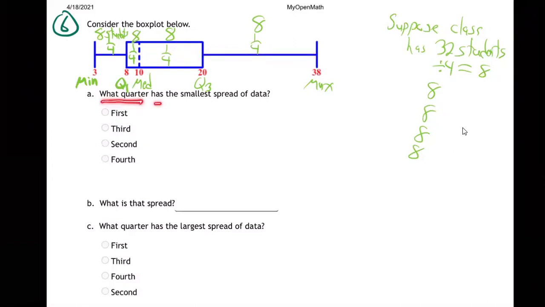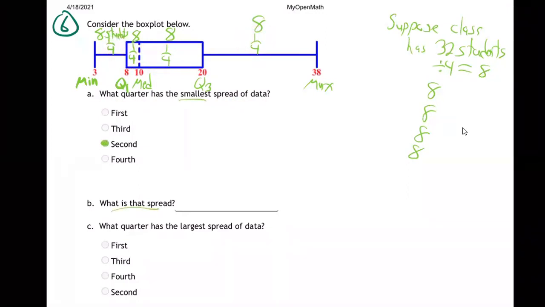All right, let's go to the questions. What quarter has the smallest spread of data? Smallest spread. So can you see it's this quarter right here? That only goes from 8 to 10. So that's the second quarter, right? This is first quarter, second quarter, third, like a football game or basketball game. It breaks the whole game, all the quiz scores, up into 4 sections. So the second quarter is the smallest.